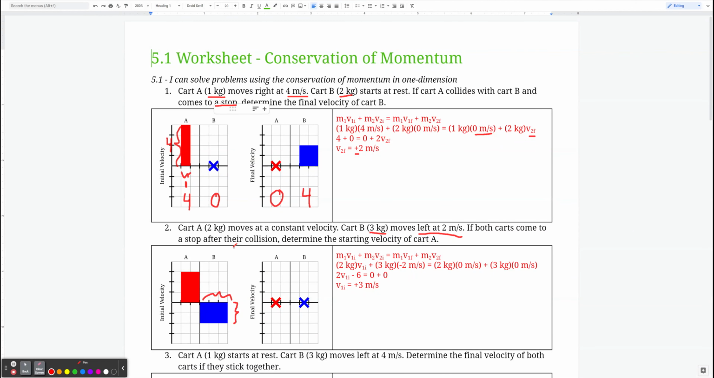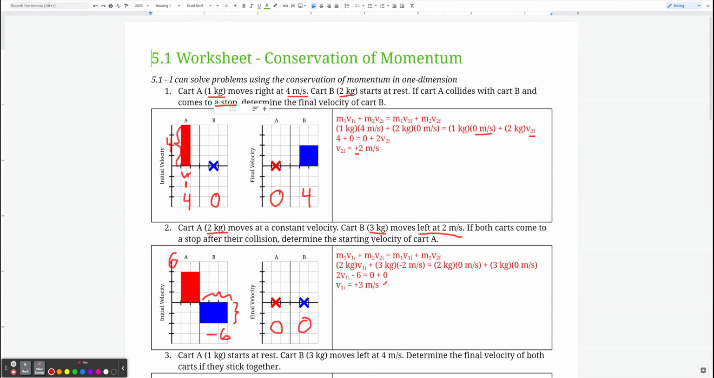And then it tells us both carts come to a stop after their collision, so at the end we have 0 momentum. So then, if we have a total momentum of 0 at the end, and we know our initial momentum of cart B is -6, whatever cart A's momentum is plus cart B's -6 has to add up to 0 to balance it out at the end. So that means cart A has to have a momentum of +6, and then if we know its mass is 2 kilograms, it has to be a height of 3, or it has to be moving 3 meters per second.